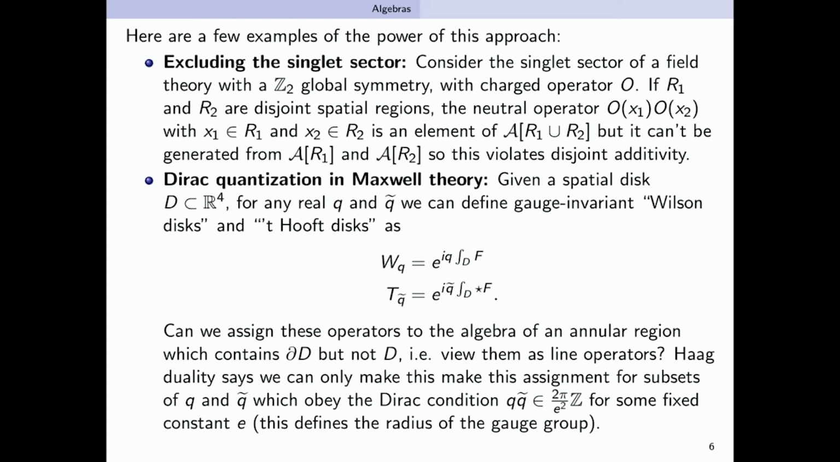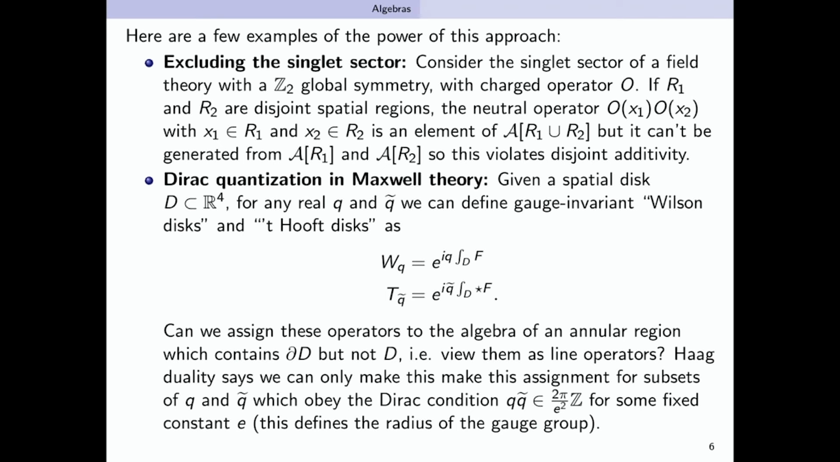No, but it's a fine operator, right? Yeah, it is. It's just that when you say it's a line operator, what you mean is that it's an element of the algebra in the annulus. And then we have to make sure we can consistently assign that preserving Haag duality. That's how it should have been said all along, and there's been a lot of confusion in the literature because people didn't say it that way.